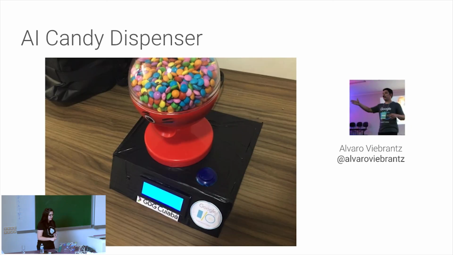The next one, which I thought was quite cool, is the AI Candy Dispenser. This one is built by Alvaro Vibrans, and it's quite cool. It's a game that you play, and it asks you to search for a certain thing. So it says, all right, find me a picture of a lion.